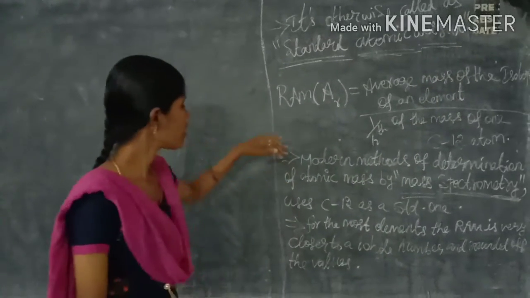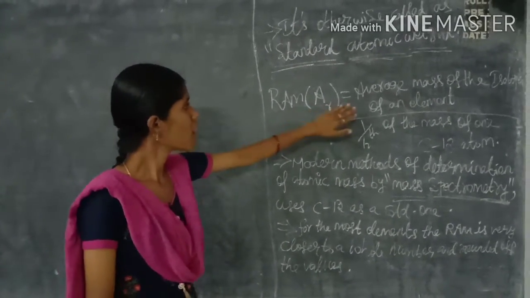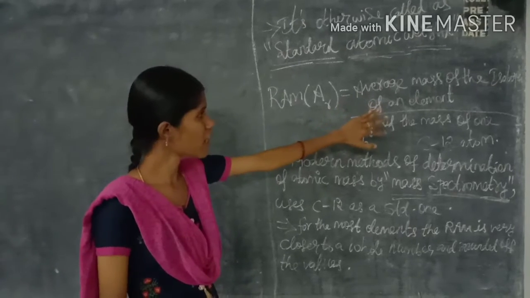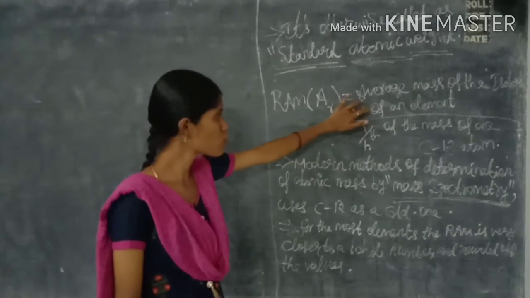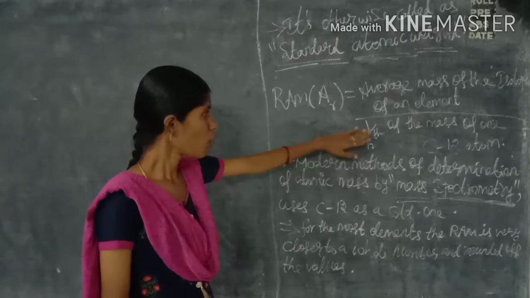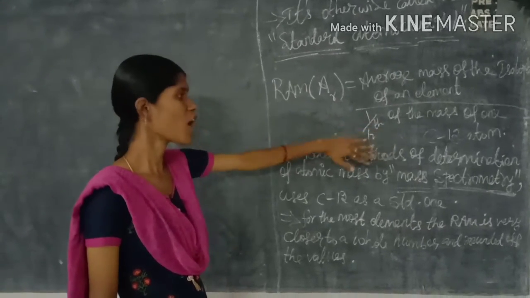The formula for RAM is equal to the average mass of the isotopes of an individual element, divided by 1/12 of the mass of the carbon-12 atom.